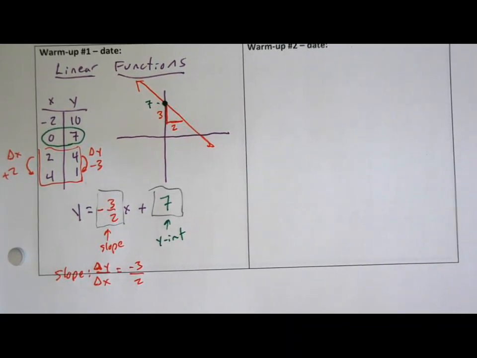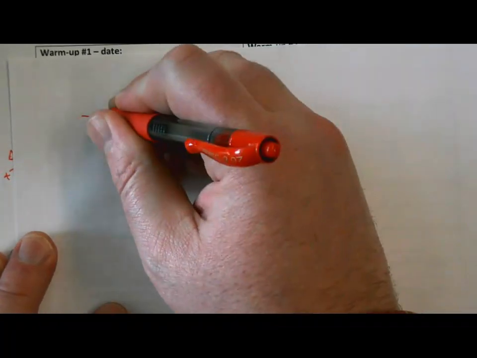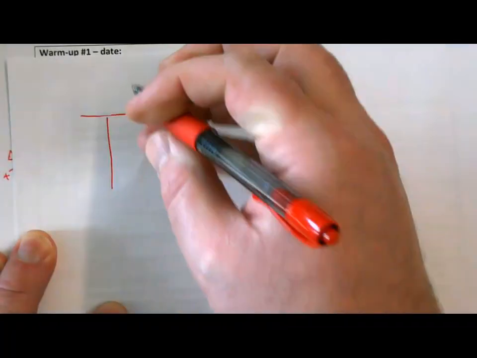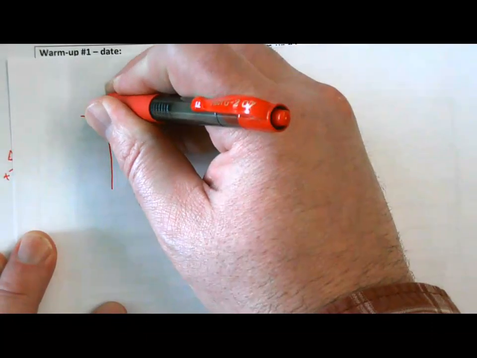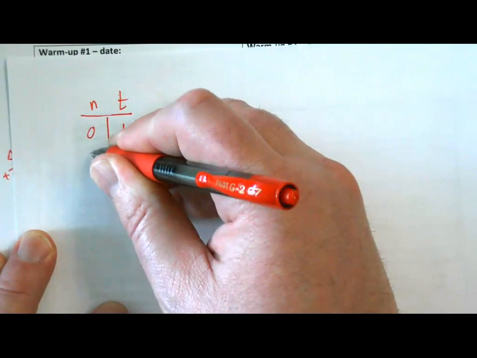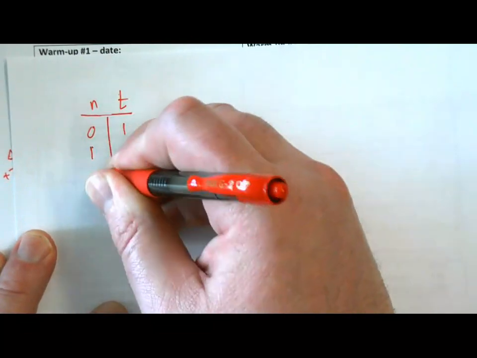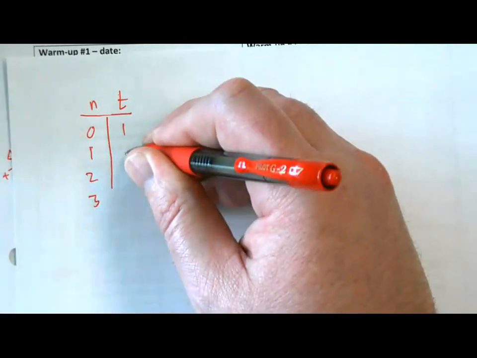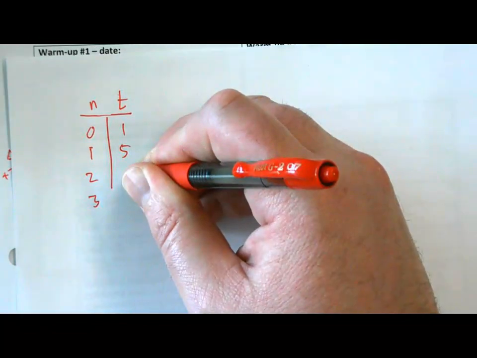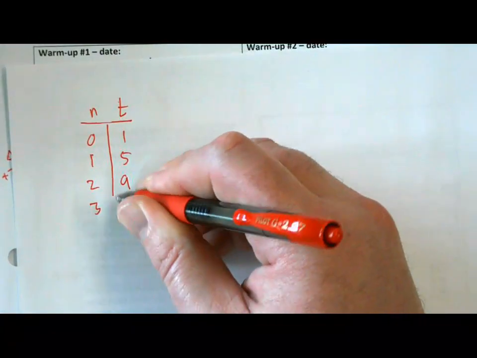Let me ask you guys a question. You don't need to write anything down here. What if I had given you a table that looked like this? And this is not going to be a function. It's going to be a sequence, n and t. 0, 1, oops, sorry, 0, 1, 2, 3. Yeah, we'll go ahead and have that be like 1, 5, 9, 13. Do you guys remember how to write equations for these?